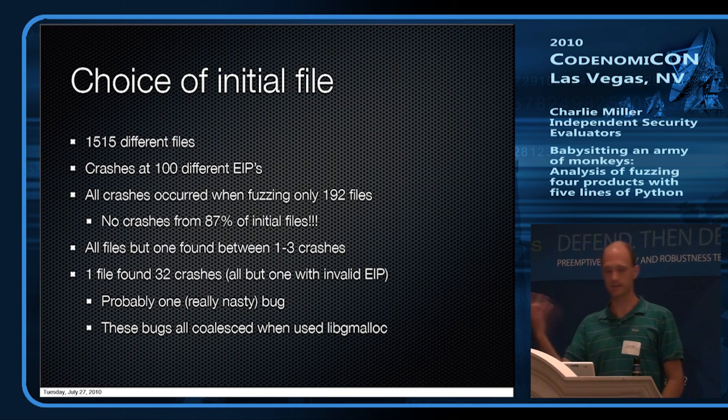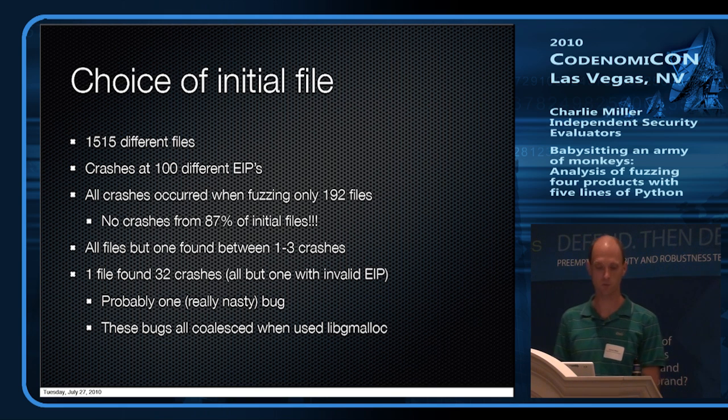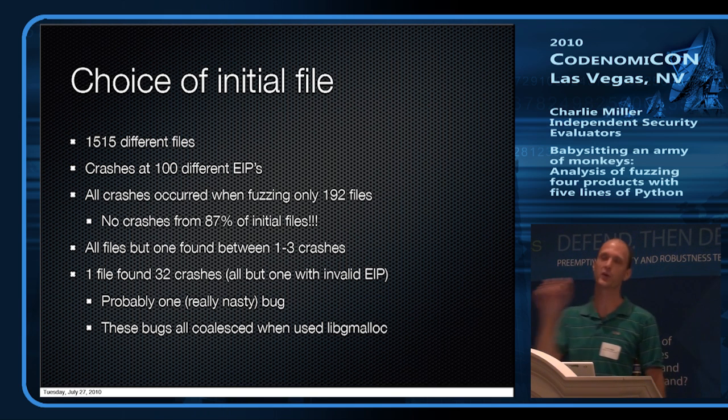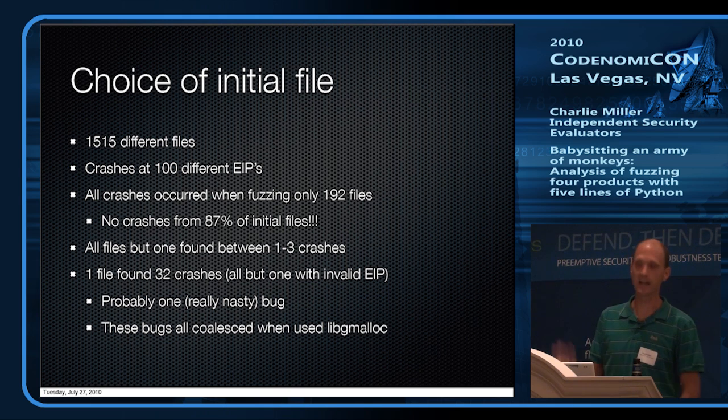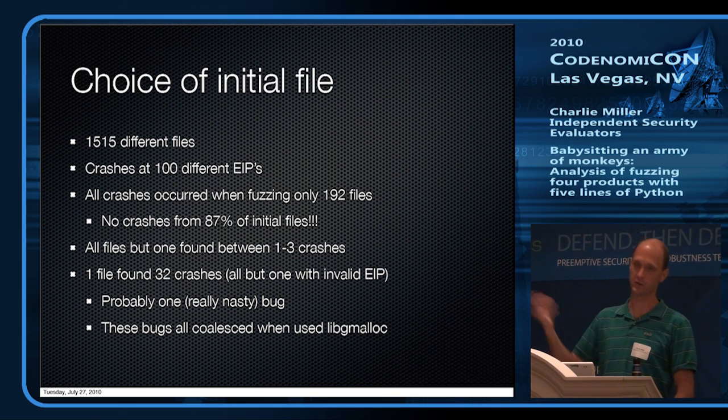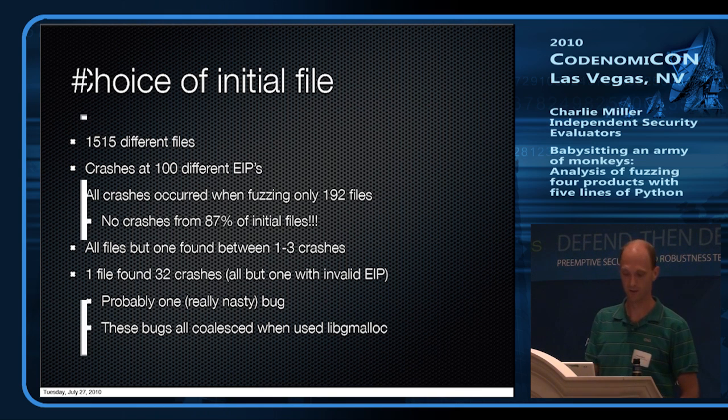How important was the file choice to fuzz? If you just download a random PDF and fuzz it, are you going to find bugs? Well, it turns out that you're not. It was really important to get all the PDFs. Remember, there were 100 different crashes just by EIP. Of all the 1,500 files, all those crashes occurred in only 192 files. So that means 87% of the time, if you download a PDF and fuzz it, you're not going to find any bugs at all. So maybe this is how Adobe does it. Most of the time, you download things and you don't find any bugs at all. It turns out if you download enough things, you would find some.